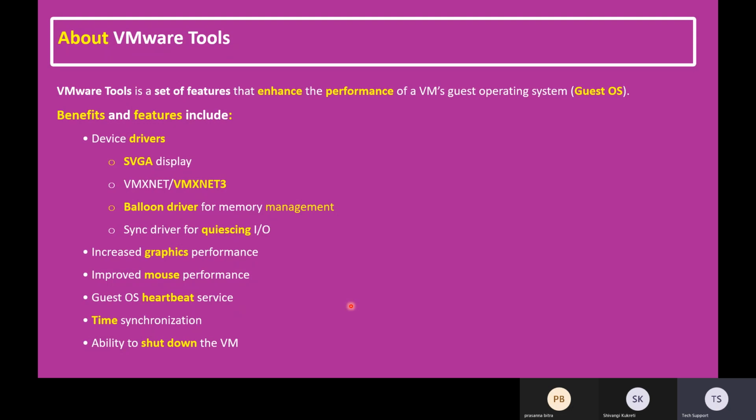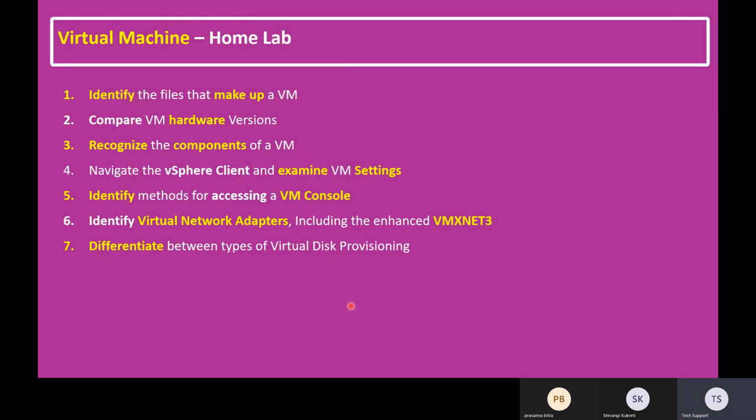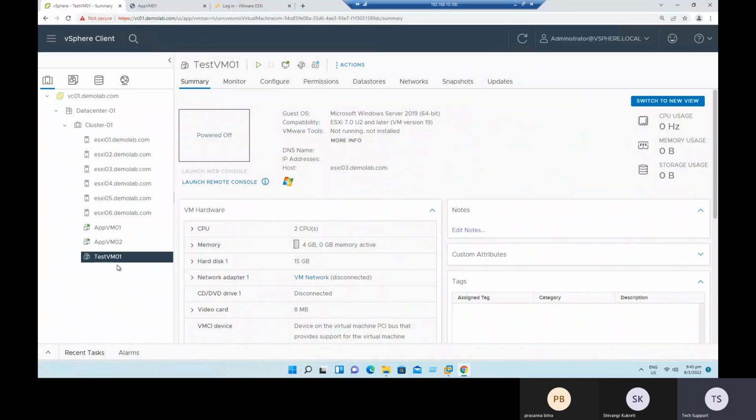Okay, and now let's talk about the virtual machine home lab. Few quick lab concepts, the same ones we discussed until now. Identify the files that make up a virtual machine. So we already know what files it will create in a virtual machine. We quickly observe, let's say virtual machine test VM01. Just now we created this virtual machine.